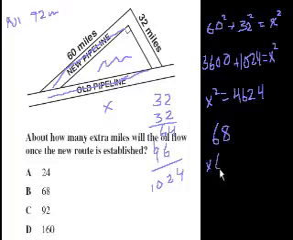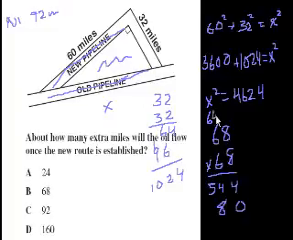68 times 68. 8 times 8 is 64. 8 times 6 is 48, plus 6 is 54. 6 times 8, 48. 6 times 6, 36, plus 4 is 40. So we have 4624. Right, so x is 68. So x is equal to 68.